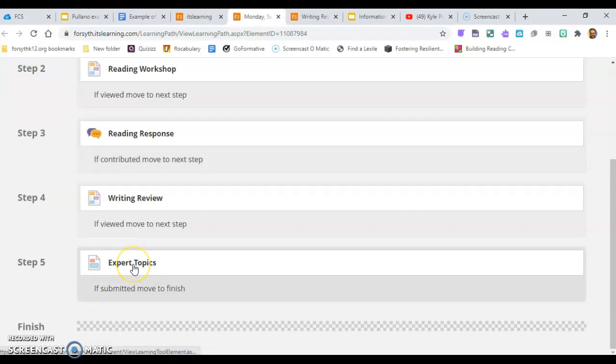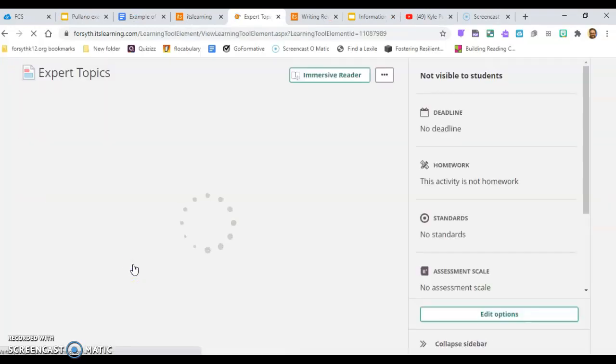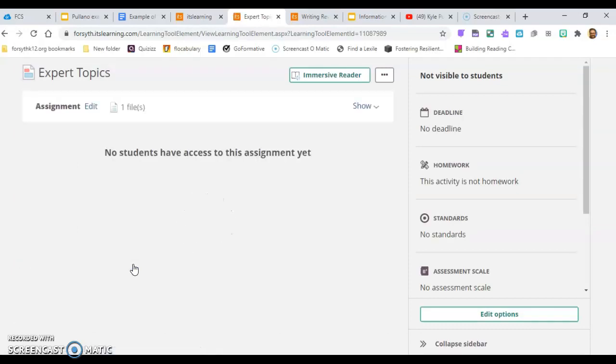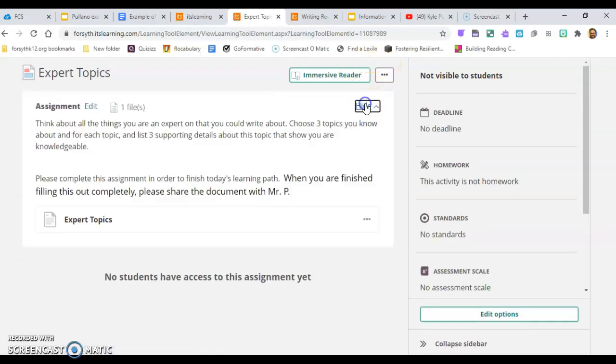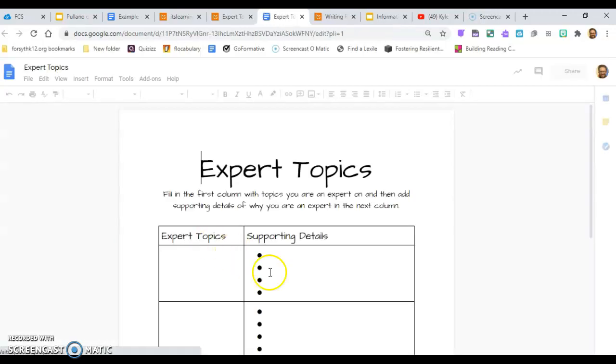The last step is you'll have this assignment where you get this organizer. It's called expert topics. What are some topics that you're an expert on? And so when you get this and make a copy for yourself, it's just an organizer today. This is your assignment for Monday, is to fill this out and try to brainstorm 3 or 4. There's 4 spots, 3 or 4 topics that you are an expert or that you know about, you're knowledgeable about, that you can talk about.